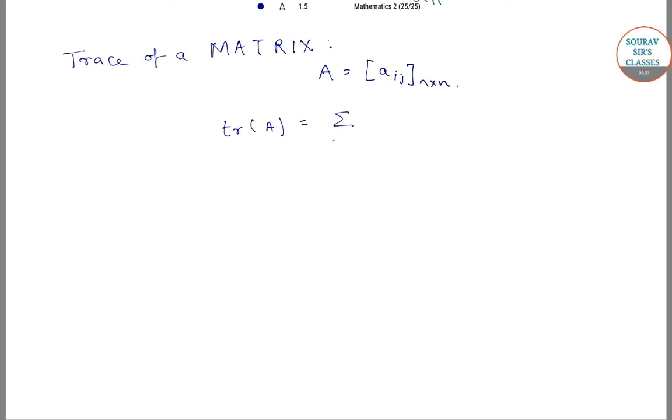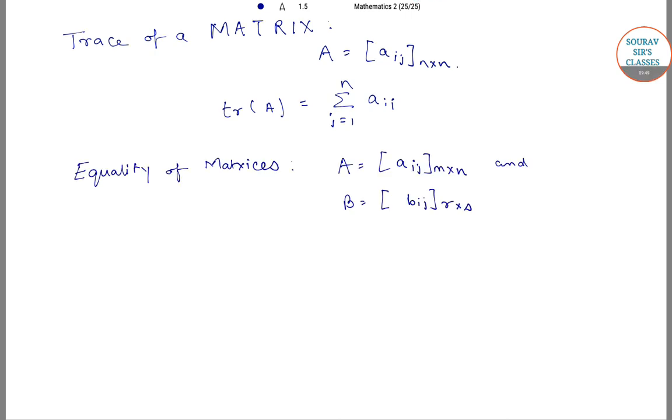Next we will study trace of matrix. Let A be a square matrix of order n, then the sum of all the diagonal elements of A is called trace of A, and it is denoted by tr A. So this is equal to summation i equal to 1 to n of Aii, that is, the sum of all the diagonal elements of A.